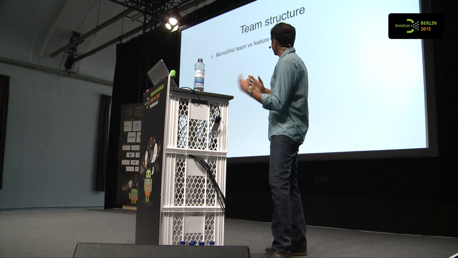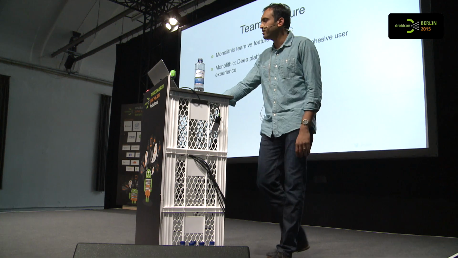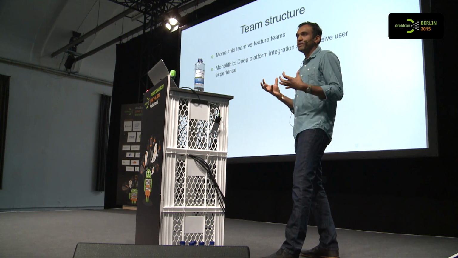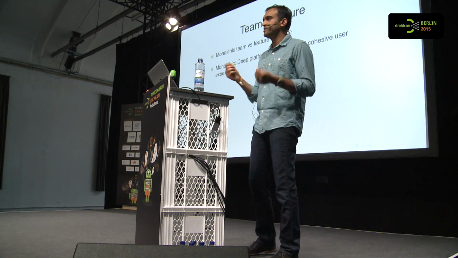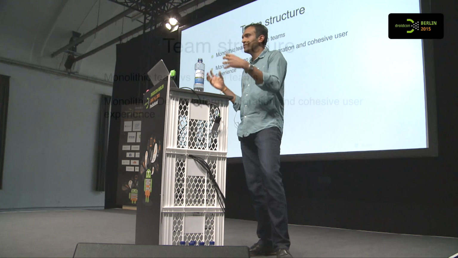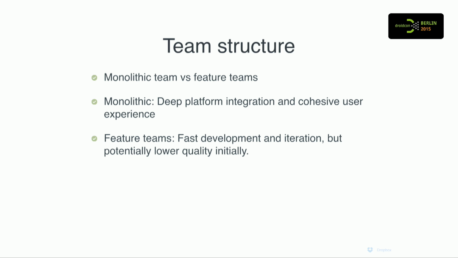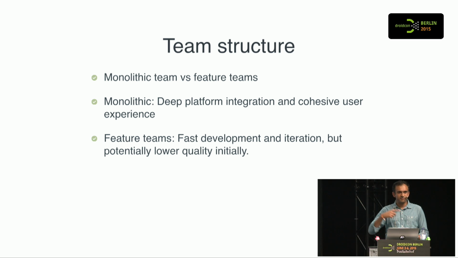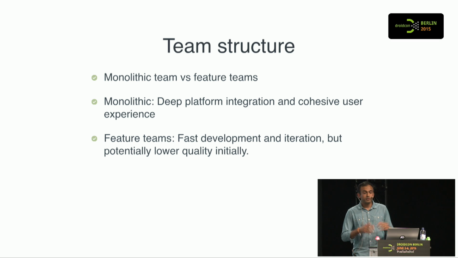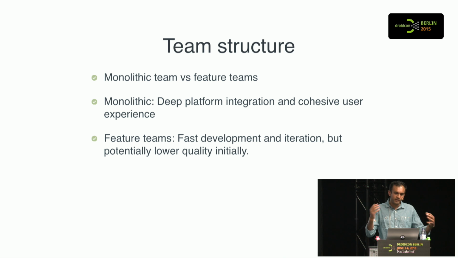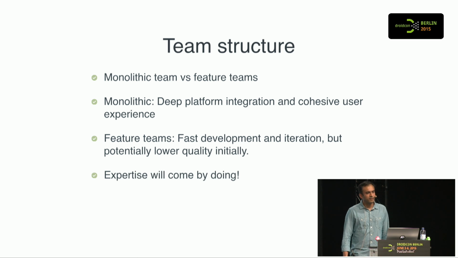Okay, so both these models have pros and cons. In the monolithic model, you get really deep platform integration because everybody working on the team is an Android expert. And you have this really deep, cohesive user experience across all the features in your app. But when you have feature teams, then you get fast development and iteration. But potentially, the people working on those teams aren't necessarily deep Android experts, and so you might have slightly lower quality. And this is a matter of time.